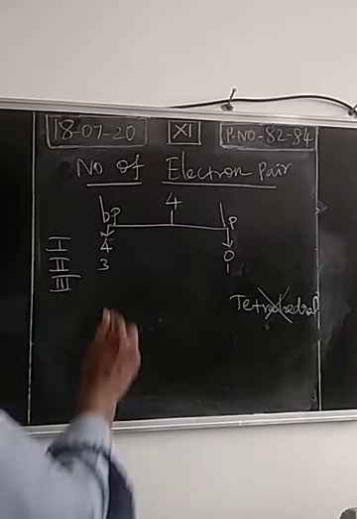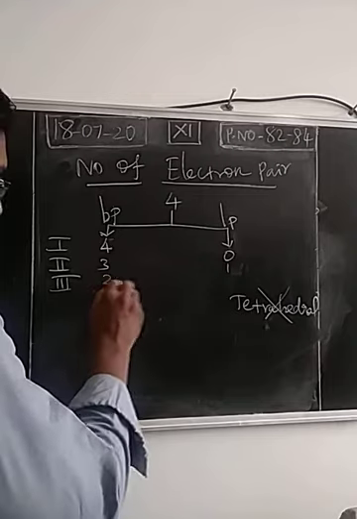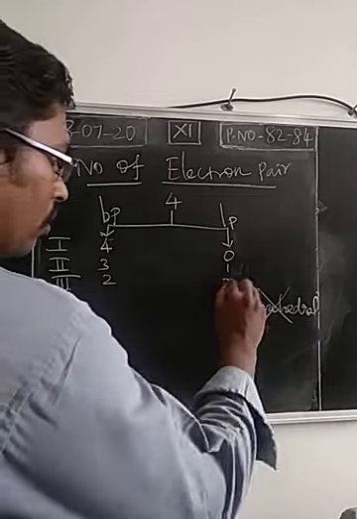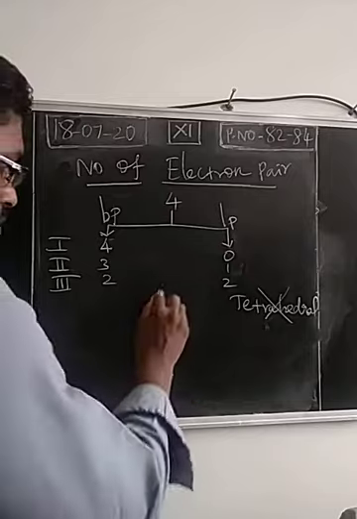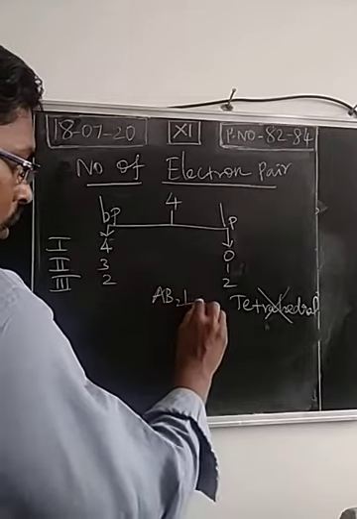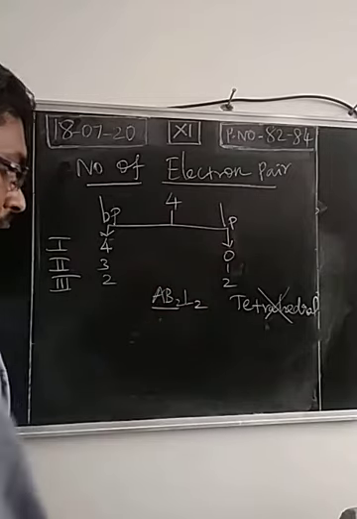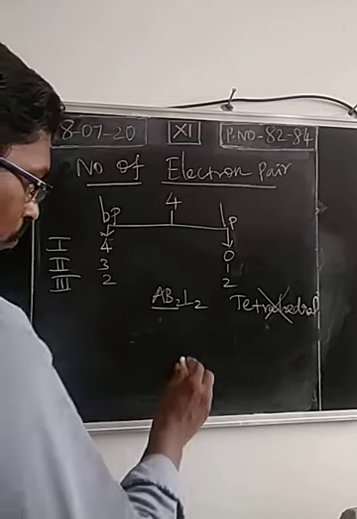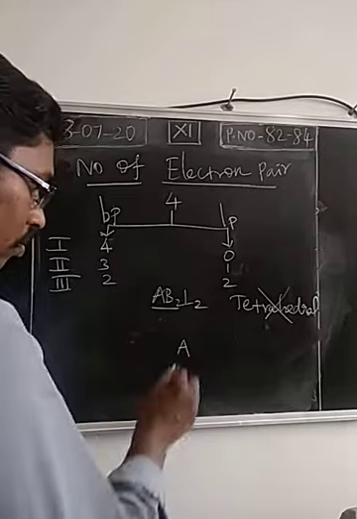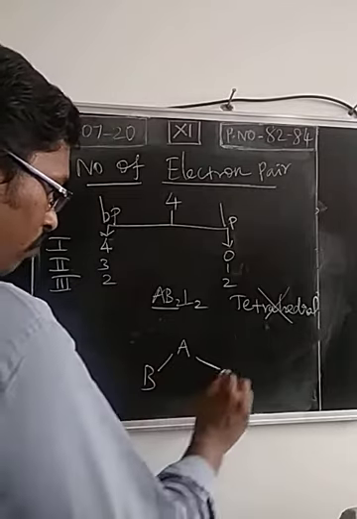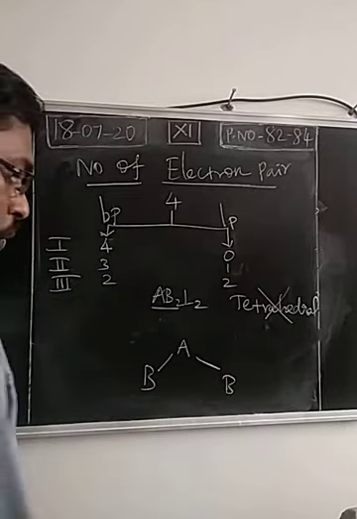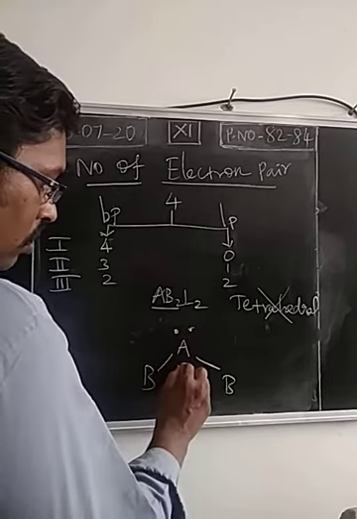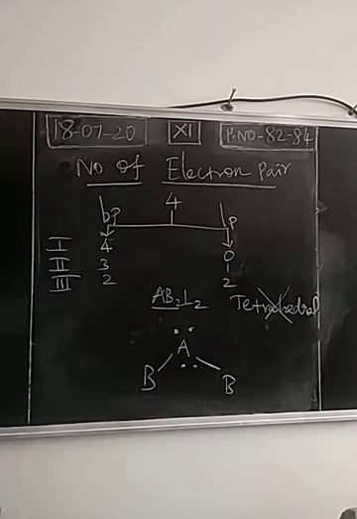Third type, out of 4 electron pairs, 2 may be bond pairs, 2 may be lone pairs. So formula will be AB2L2. Number of combining atoms 2. Number of lone pairs of electrons on the central atom 2. So two atoms will be bonded with the central atom by a covalent bond. Central atom has two lone pairs of electrons.